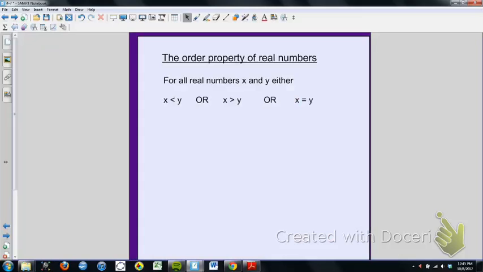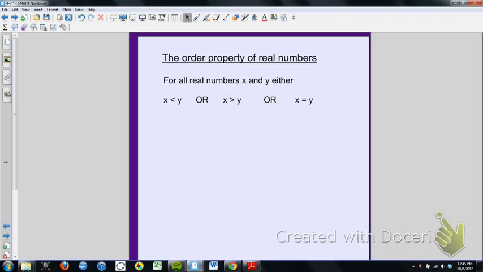Now, for all real numbers x and y, either x is less than y, or x is greater than y, or they're equal to each other. So anytime you put down a real number, like let's say that you put down 4 and 5, it's either this situation, or this situation. So clearly 4 is less than 5, so it's the second situation. We can do this with any real numbers.